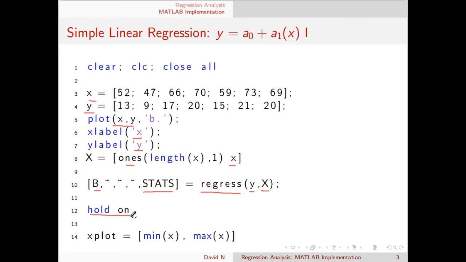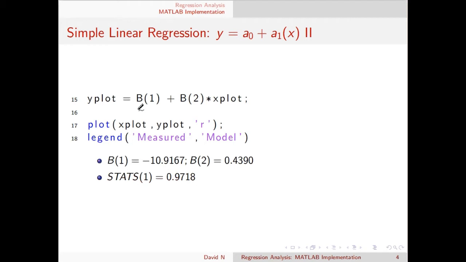Now the hold on command is then used in order to plot further plots on the same window in which the x and y variables are plotted. And then we stack the x variables in an ascending order and store it in a variable x plot. Now, having determined the model coefficients, having them stored in the variable b, here as we are considering a simple linear regression, we have two model coefficients, namely a0 and a1, and they are stored in the variables b1 and b2. b1 plus the product of b2 and the x values gives us the y values. The model findings are then plotted on the same window in which the input data points are plotted. The model findings are plotted as x plot and y plot. And then the legends are assigned, the measured values and the model findings.